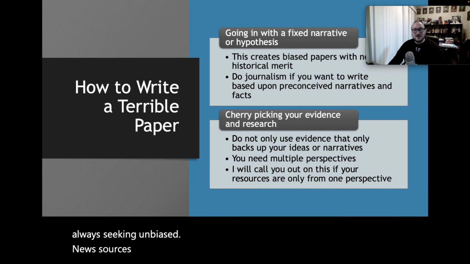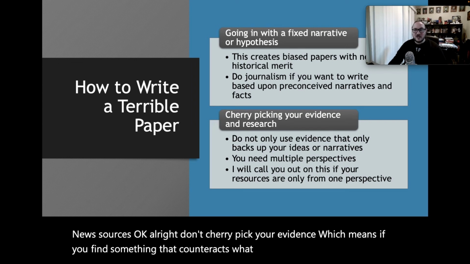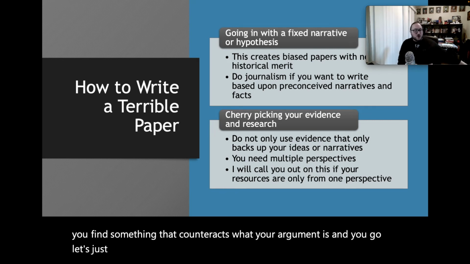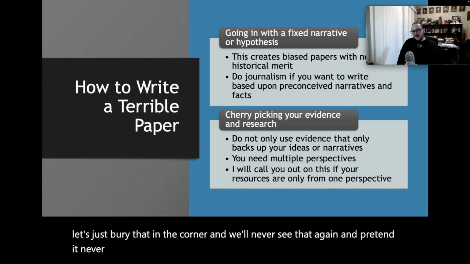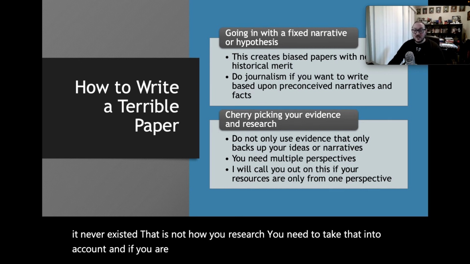All right, don't cherry pick your evidence, which means if you find something that counteracts what your argument is, you go, ooh, let's just bury that in the corner, and we'll never see that again and pretend it never existed. That is not how you research. You need to take that into account, and if you are going to exclude it, you need to say why you excluded it. All right?